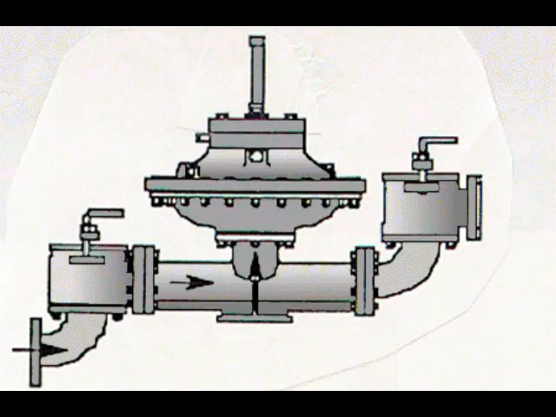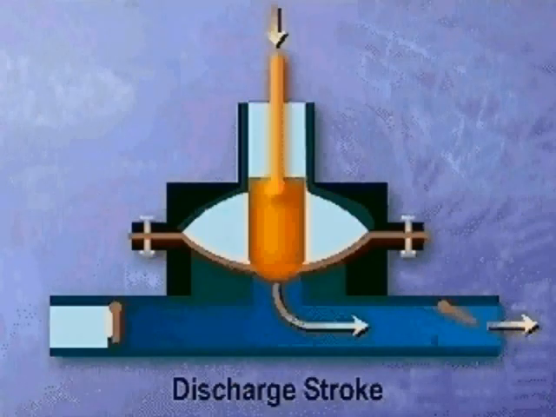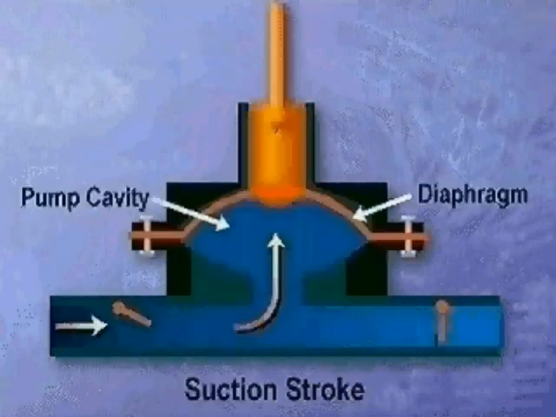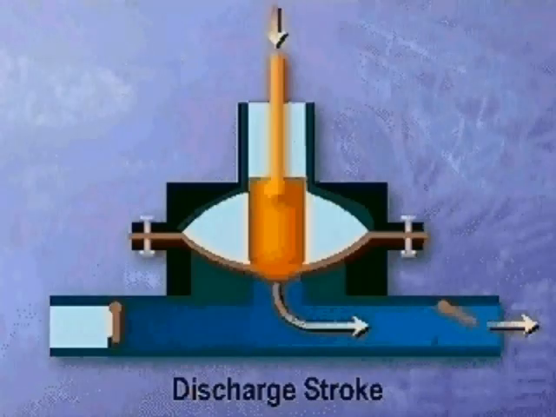Diaphragm pumps. Another basic type of positive displacement pump is the diaphragm pump. In this pump, a diaphragm provides the mechanical action to force liquid from the suction to the discharge side of the pump. The diaphragm moves back and forth horizontally in a chamber. As the diaphragm moves in one direction, it creates an area of lower pressure which allows atmospheric pressure to push fluid into the pump. This is the suction cycle of the pump.